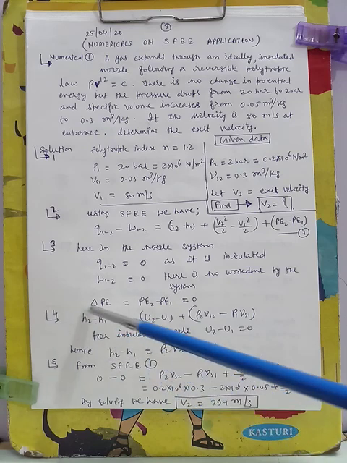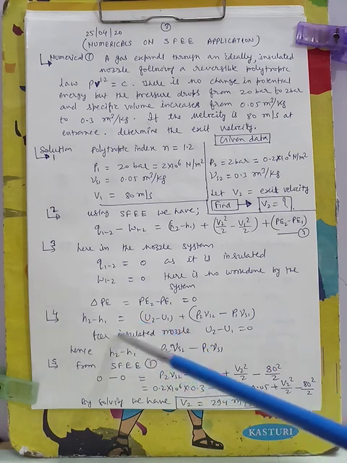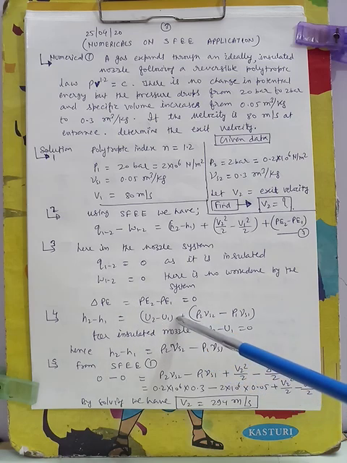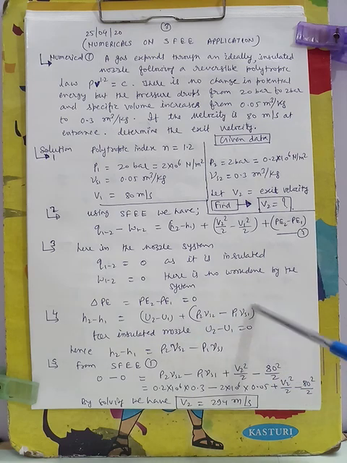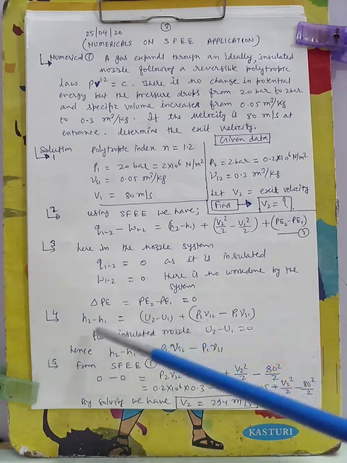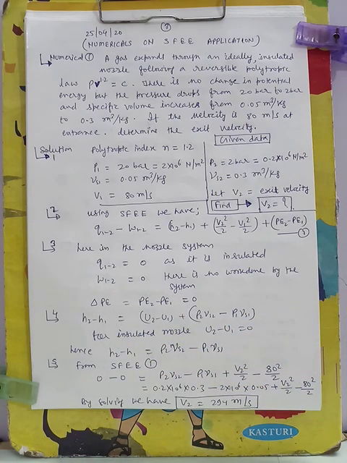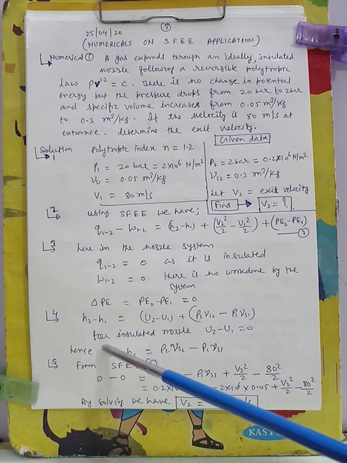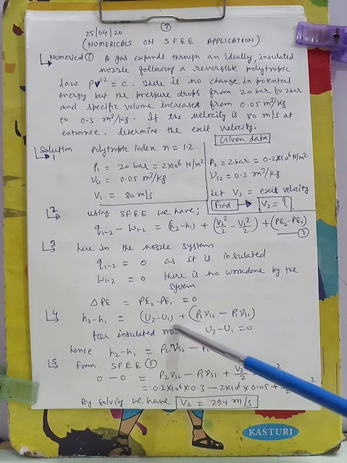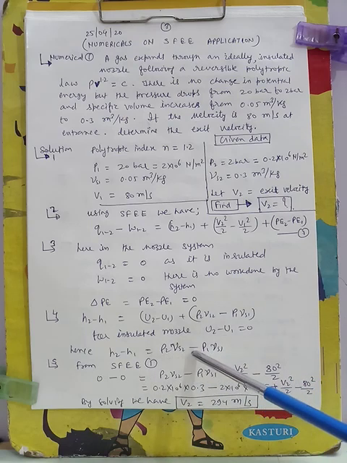And change in enthalpy, H2 minus H1. Change in enthalpy, we know that change in internal energy plus change in flow work. The sum of these two types of changes is the change in enthalpy. So for an insulated nozzle, change in internal energy will be 0. So finally we have change in enthalpy is equal to change in flow work at outlet and inlet, P2 Vs2 minus P1 Vs1.